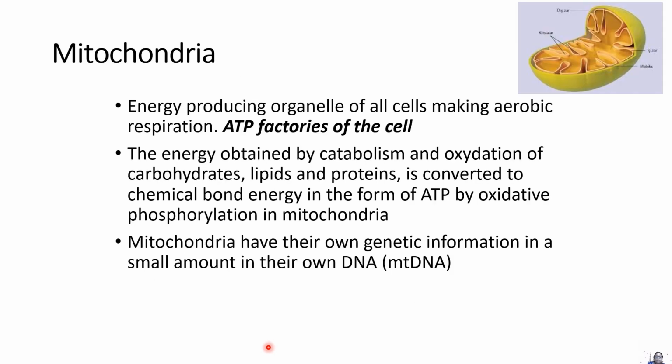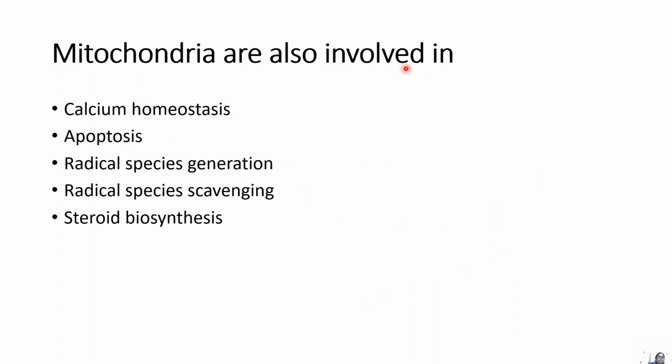Okay. So mitochondria is the energy producing organelle of all cells making aerobic respiration, that is the ATP factory of the cell. The energy obtained by catabolism and oxidation of carbohydrates, lipids and proteins is converted to chemical bond energy in the form of ATP by oxidative phosphorylation in mitochondria. Mitochondria have their own genetic information in a small amount in their own DNA, that is the mitochondrial DNA. They are also involved in calcium homeostasis, apoptosis, radical species generation, radical species scavenging, steroid biosynthesis, etc.